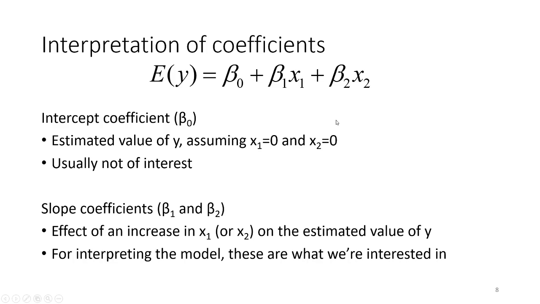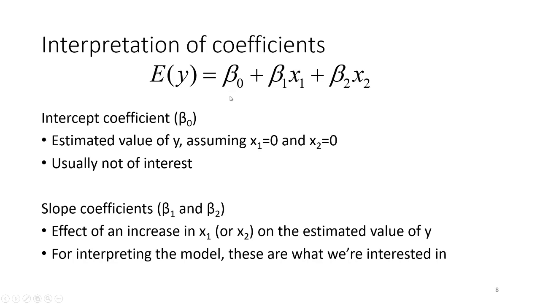Let's think about what each of these parameters, beta 0, beta 1, and beta 2, mean, how we can interpret them. Our intercept coefficient, beta 0, we can think of as being the expected value of y, the predicted value of y, when x1 and x2 are 0. Think about what happens in this equation if x1 and x2 are 0. It doesn't matter what beta 1 and beta 2 are, these terms both go away, and we're left with just beta 0.